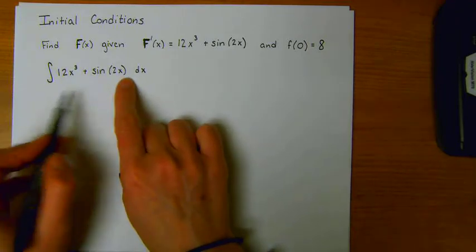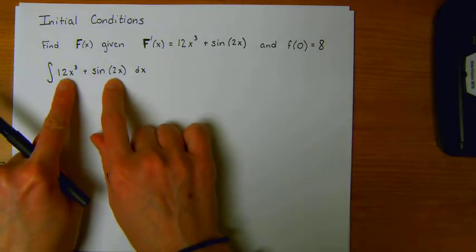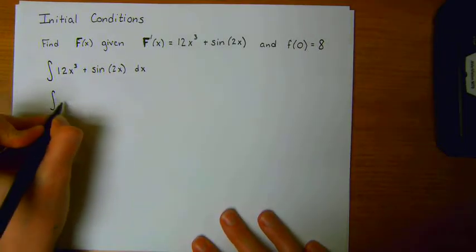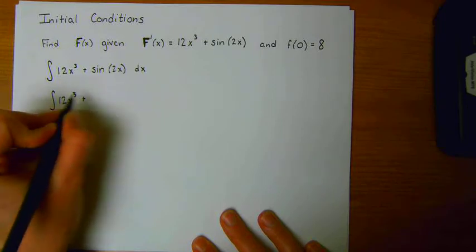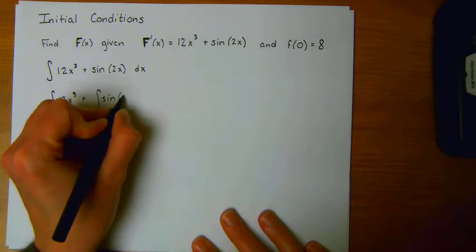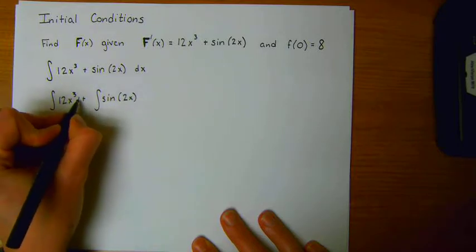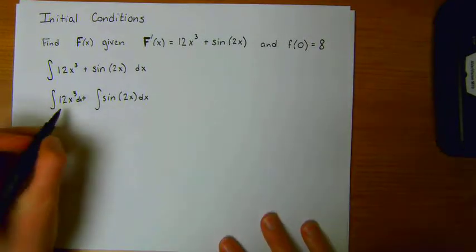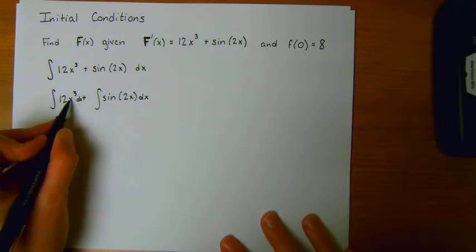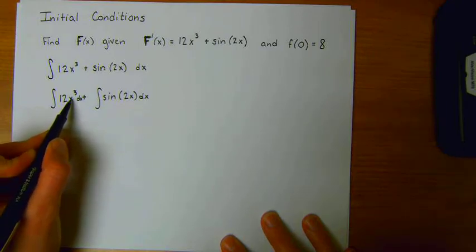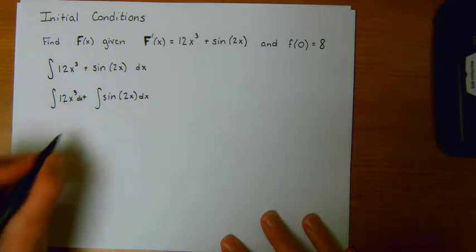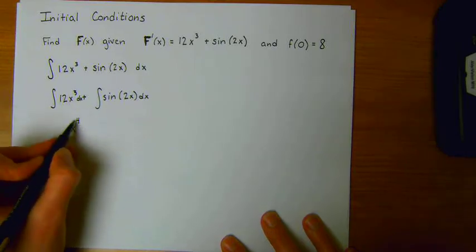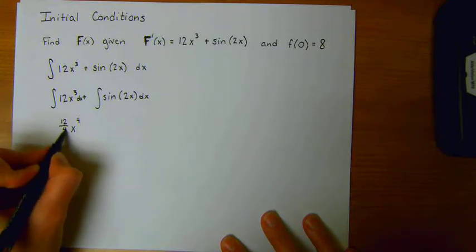And when I take this antiderivative, remember by antiderivative rules, I can break this sum up into two antiderivatives, the integral of 12x cubed plus the integral of the sine of 2x. Oops, and there should be a little dx as I split them up into two pieces. They're still being taken with respect to x, that's the variable. And by power rule, I'm going to do this quickly. Because it's an integral, I need to raise it up to the fourth power. So this one ends up being x to the fourth, and then I have to divide by 4.